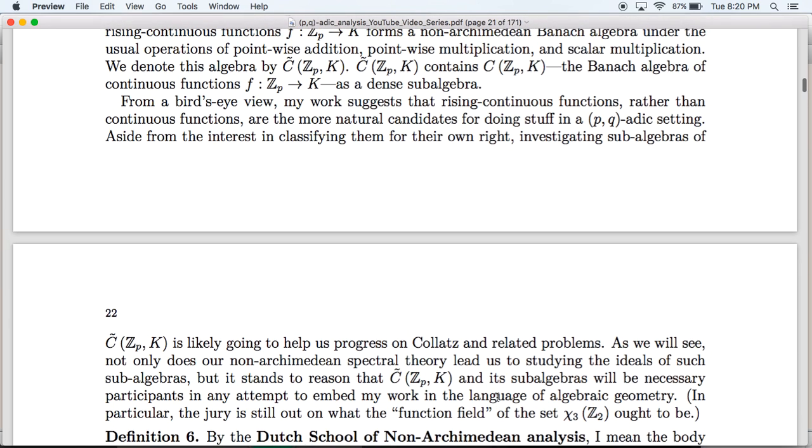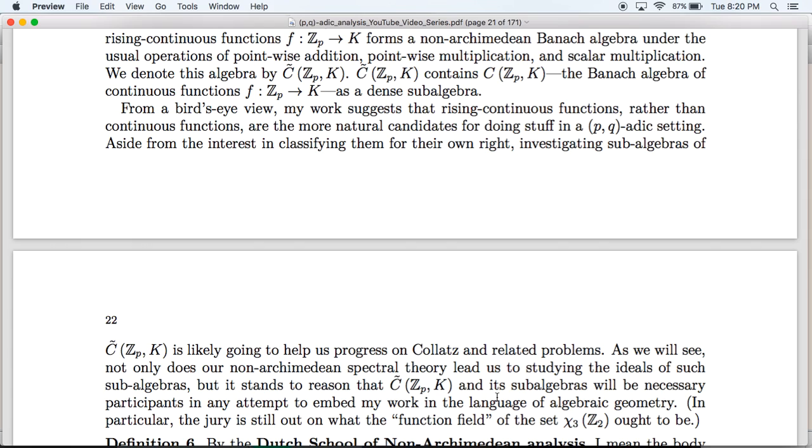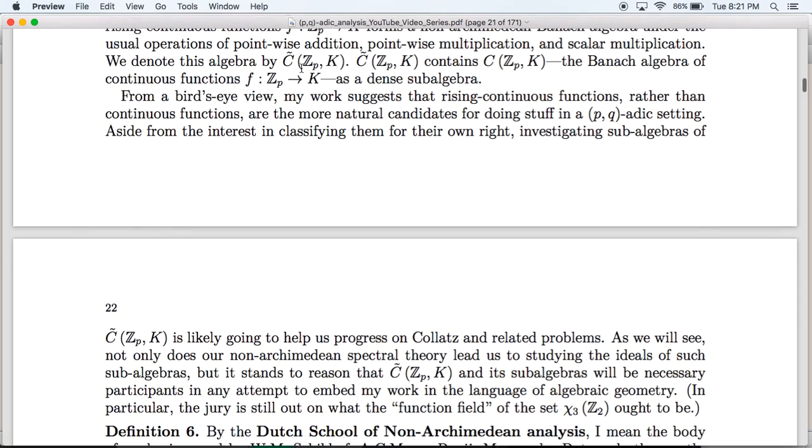In particular, the jury is still out on what the function field of the image of chi_3 over the 2-adics ought to be. Again, just to do a parallel here, the continuous pq-adic functions are too rigid to get what we want. So we're going to have to potentially use some intermediary extension of the continuous function algebra and the rising continuous function algebra, and use that to construct rings of functions in order to then do sheafy, schemy things. So now, definition 6.